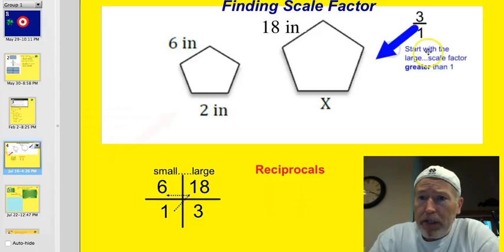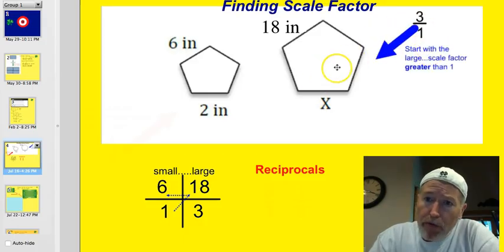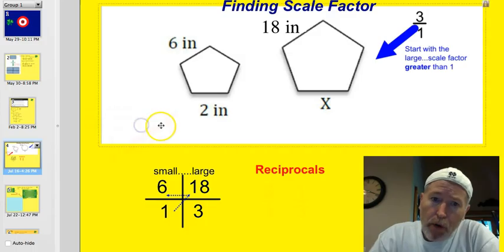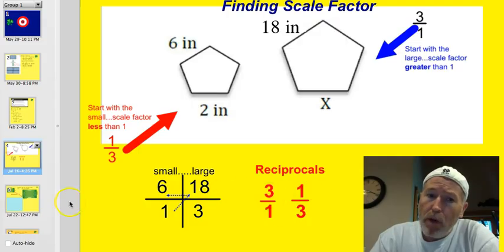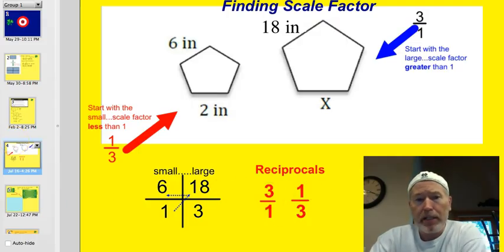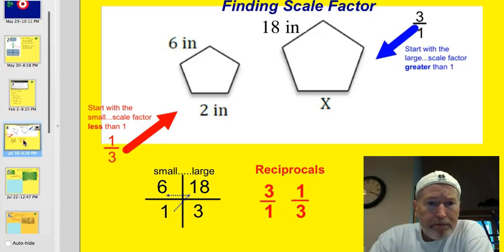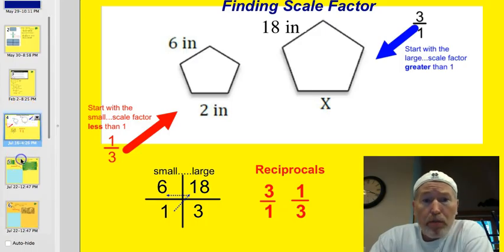Looking at this one up here, it's 3 to 1 because we're going from the larger to the smaller. But if we're going from the smaller to the larger, it's 1/3. Okay, so this one is 1/3 the size, this is 3 times the size. And you'll notice that those are reciprocals, 3/1 and 1/3. We had this in last night's lesson. All right, let's move forward to some real life examples here.